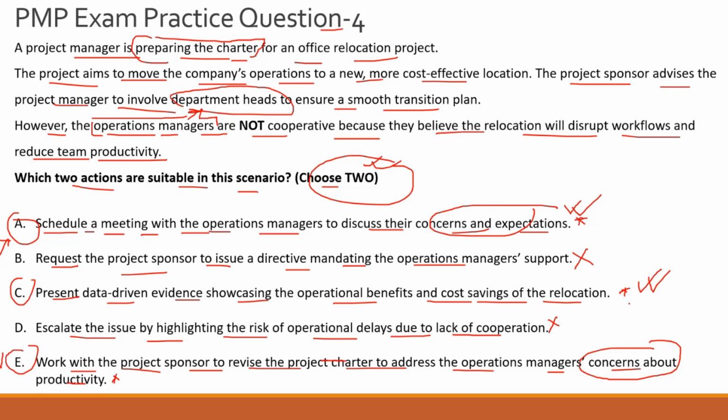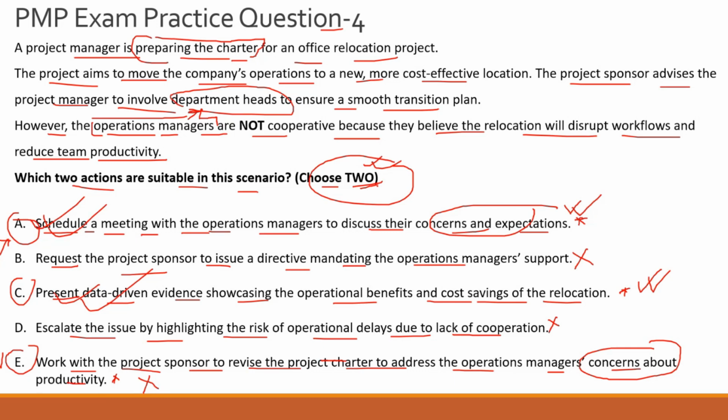So option E might be a correct answer choice, but it does not supersede the actions which option A and option C are suggesting. And that is why option E falls apart, and the correct answer to this question is option A and option C, which are the two answer choices which you need to select as part of the response to this question.